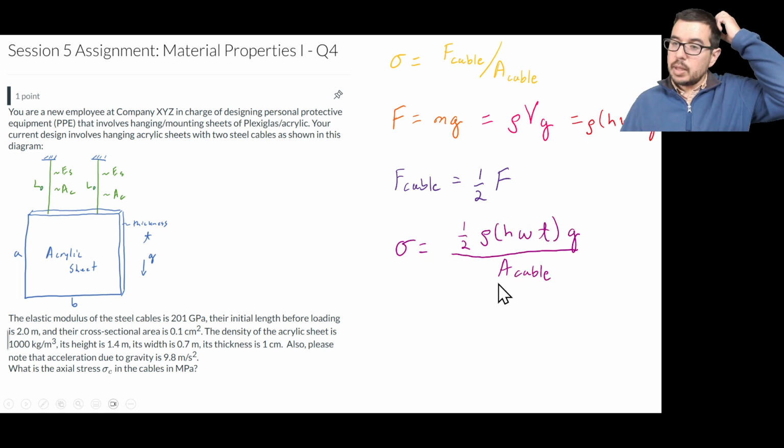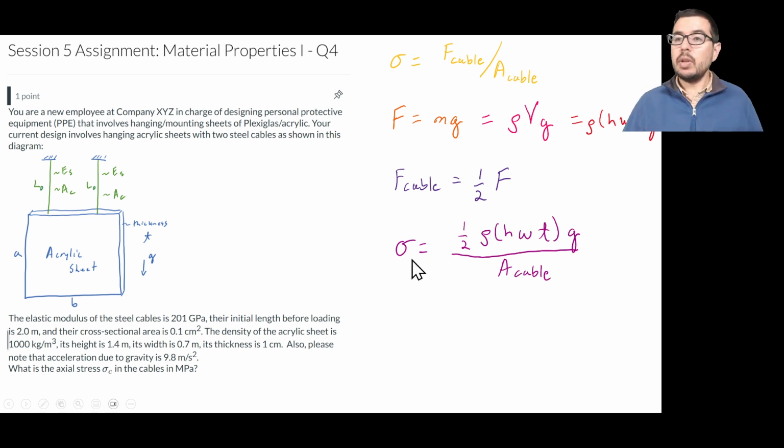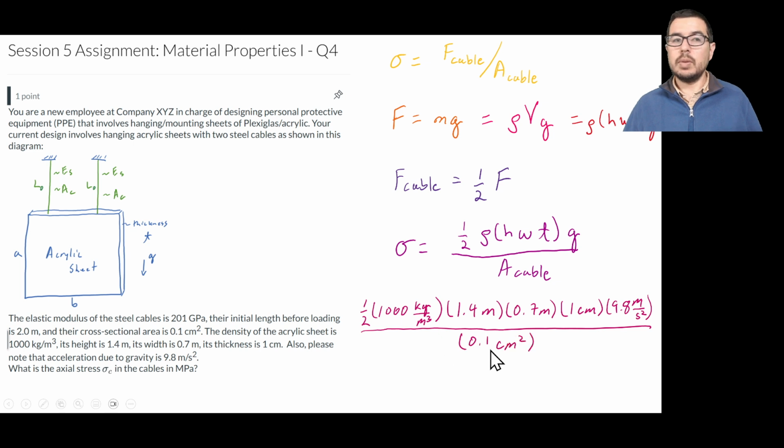Now, we can rewrite this expression for the stress in a cable. The stress in a cable is going to be 1/2 times the total weight divided by the cross-sectional area of the cable, and we can write that out as we see here with all the values of the variables substituted.